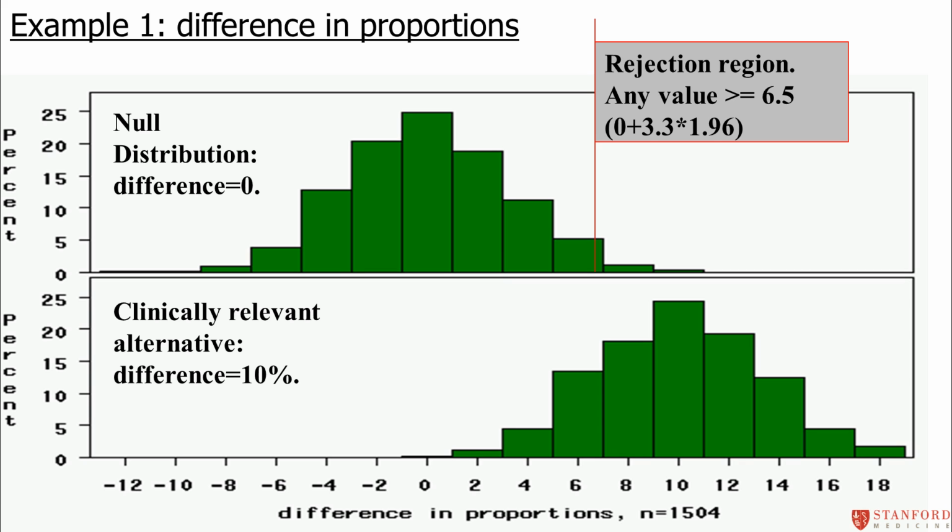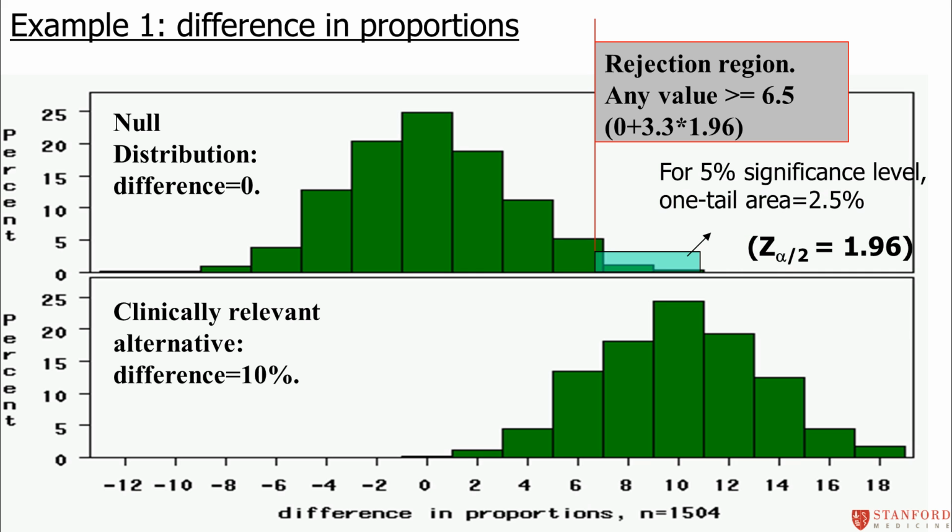If we multiply 3.3% times 1.96, about 2, we see that in order to get a significant p-value here at the 0.05 level, we are going to need to see a difference between the two groups in our study of at least 6.5%. So that's based on the null distribution. Well, if that's our critical value, that's the level we need to see in our study in order to get a significant p-value.